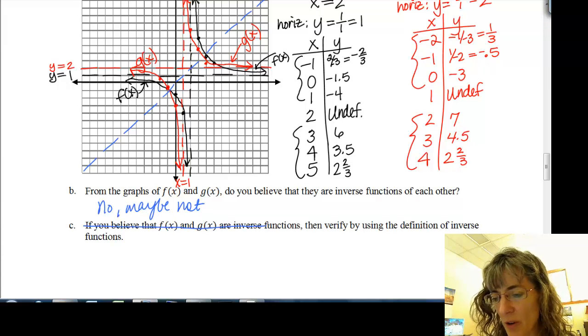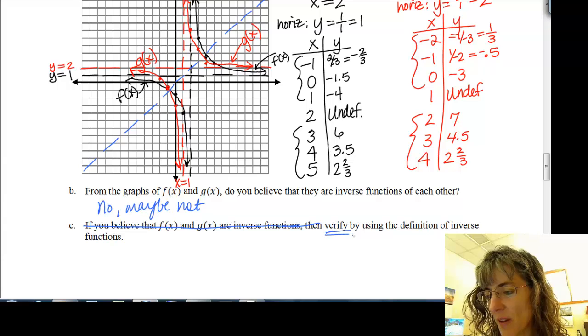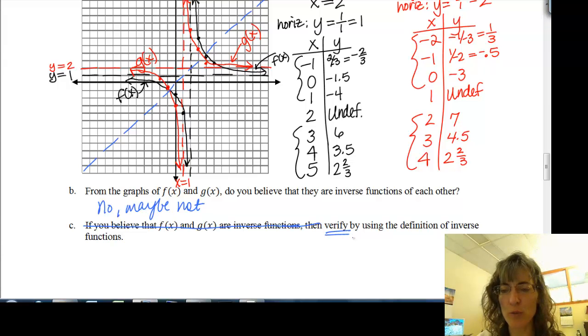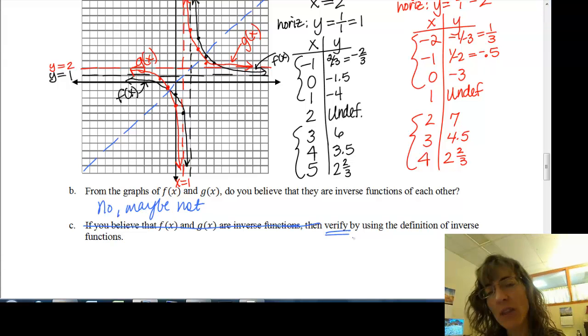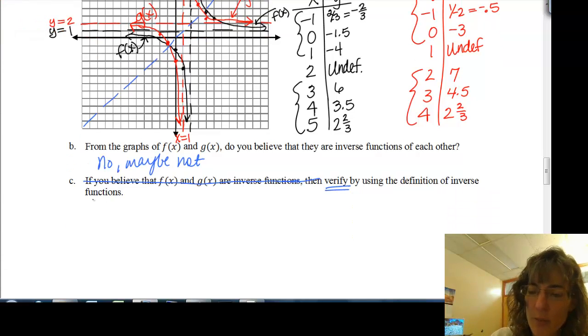So I'm going to tell you, whether you believe they're inverses or not, verify it using algebra. So if you think they're not, that's fine. You write down, no, I don't think so. And if you think they are, write that down. But either way, I want you to do the check algebraically. So let's see what that involves.